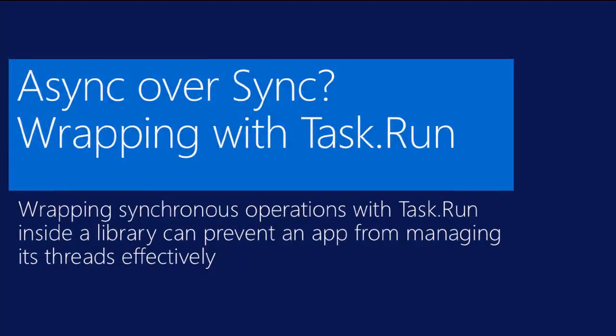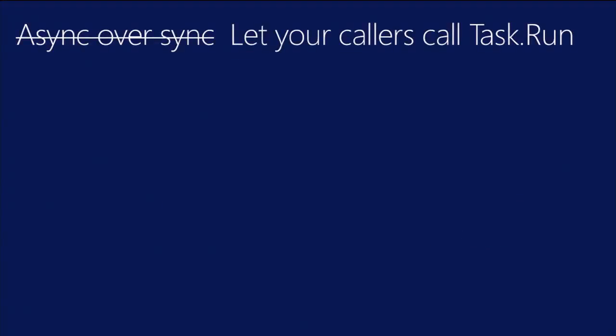So inside your libraries, if you wrap synchronous things using Task.Run, you could be putting roadblocks in that prevent the app from actually managing its threads effectively, right? You're abusing that one shared resource. And so the key is to let your callers be the ones to call Task.Run. If they want to put some synchronous thing off on a background thread, let them do that. You should expose something that looks like what your method really is. If you only had a synchronous way to do it, that's fine.